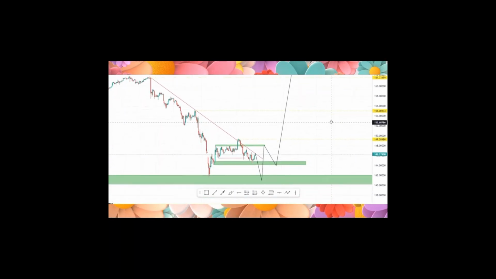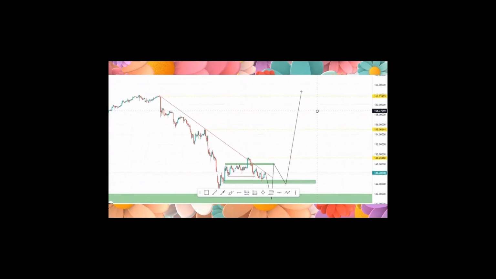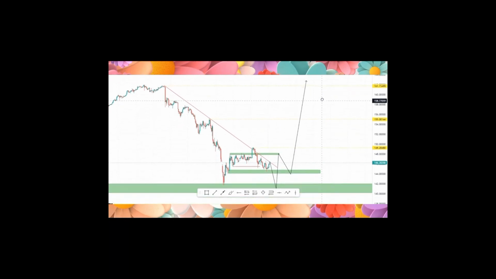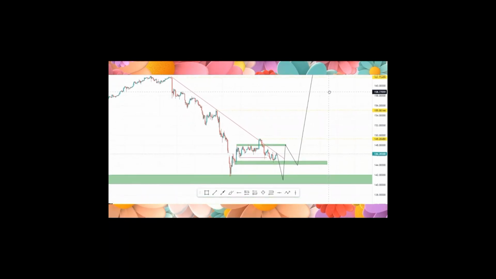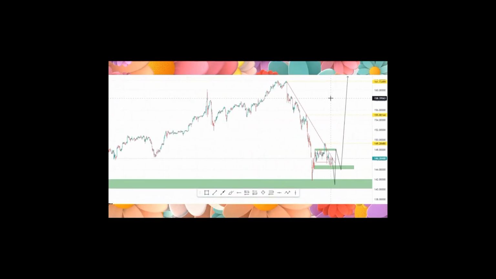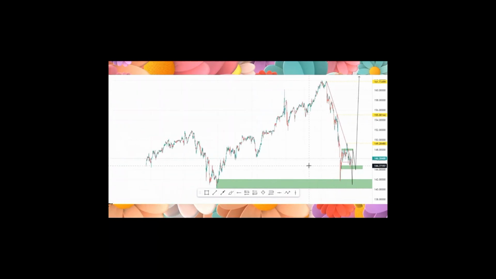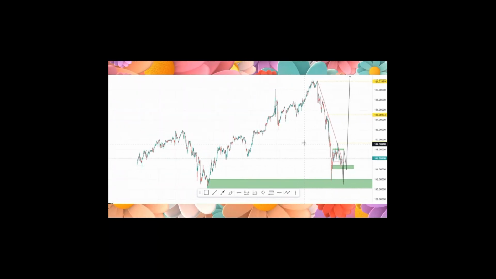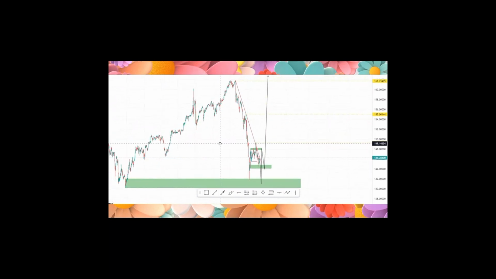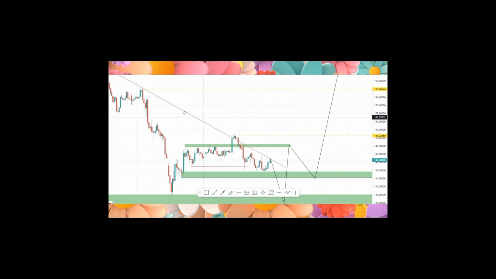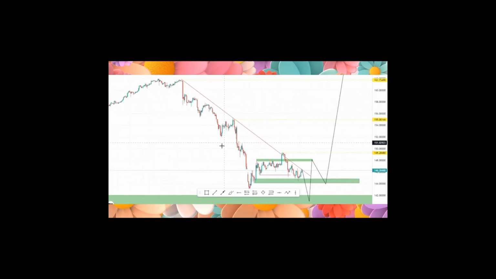Mind you, until this trend line is broken and retested, I'm not getting in, or I'll get in when the market comes to the down zone. The market comes back to the down zone. That's it. So these are the two things I'm watching out for, or else I'm not trading this. So let's see.